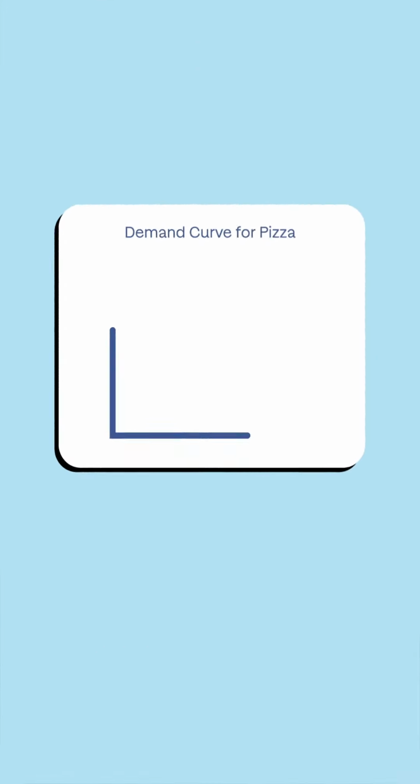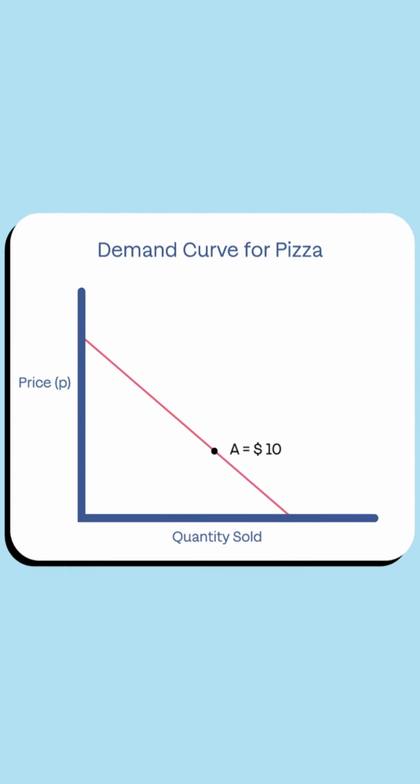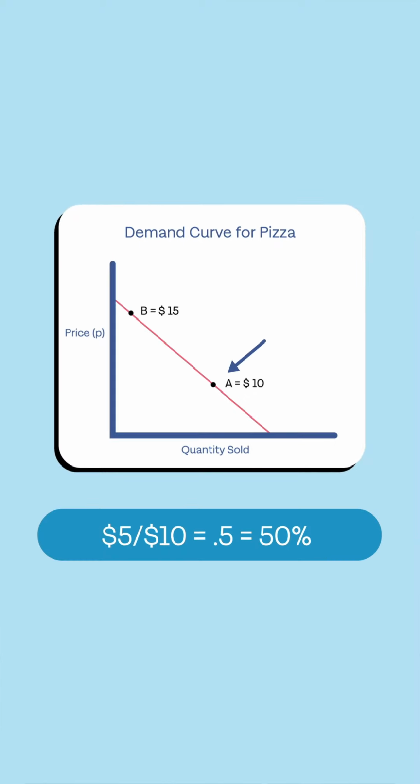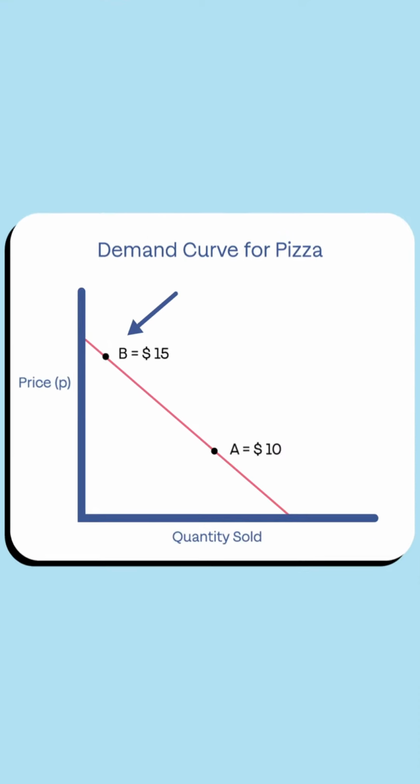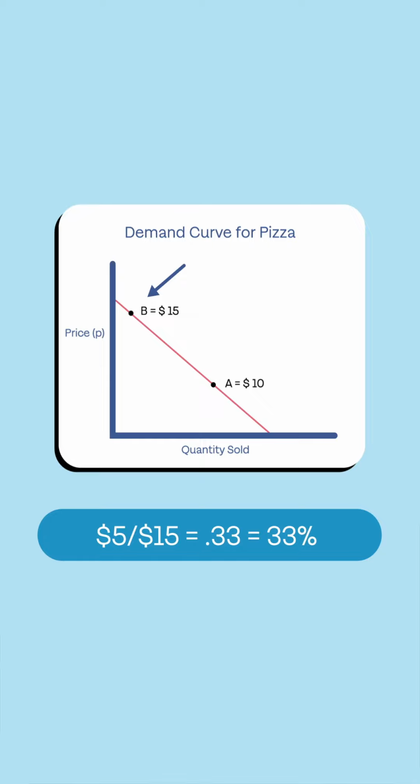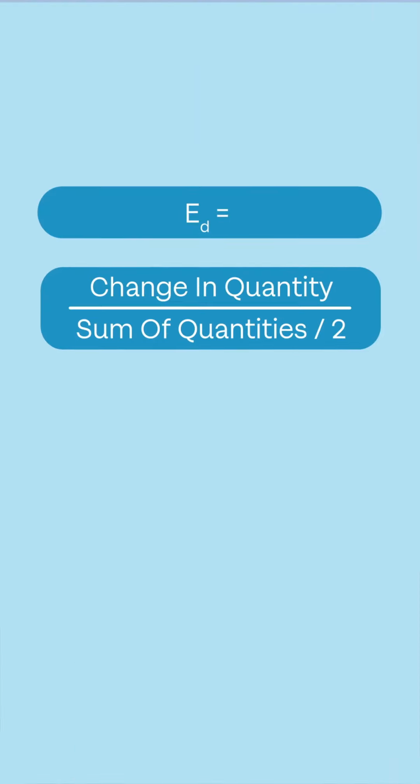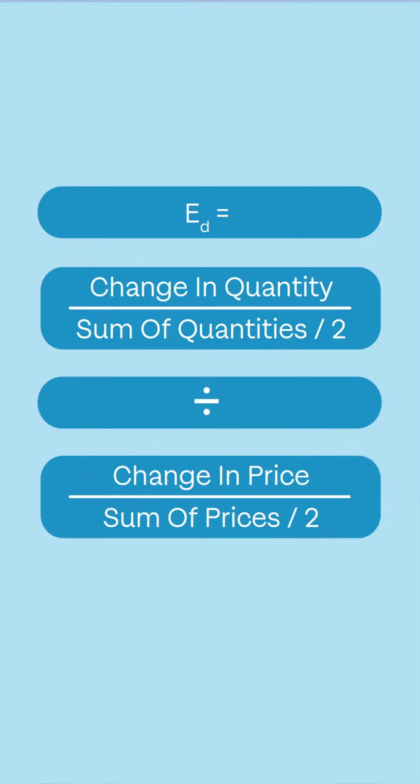For example, if the price for a pizza at point A is $10 and at point B is $15, you can calculate the change in price as $5 over $10, or 50%. But if you move the other way, you get $5 over $15, or 33%. One way to resolve this problem is by taking the averages of the two prices and the two quantities. That equation would be elasticity of demand equals change in quantity over the sum of the two quantities divided by 2, divided by the change in price over the sum of the two prices divided by 2.